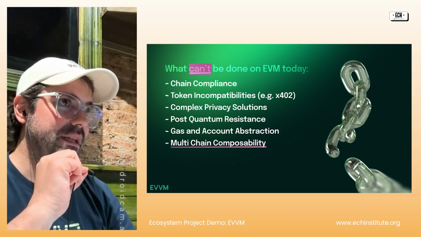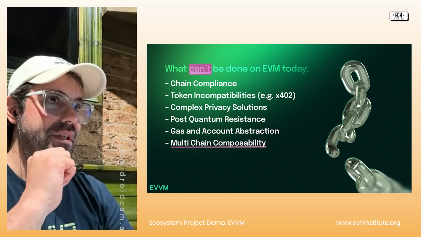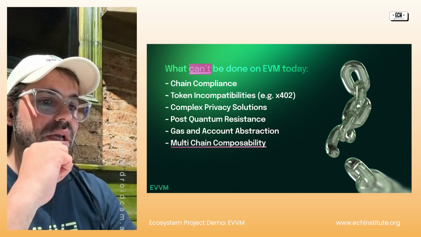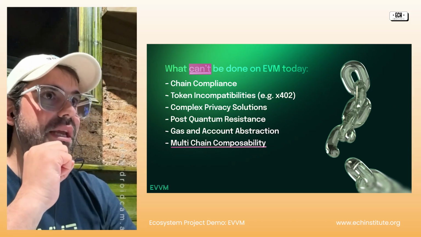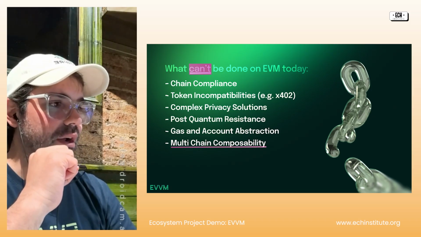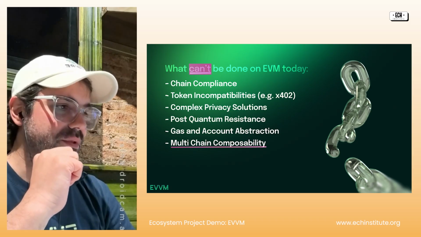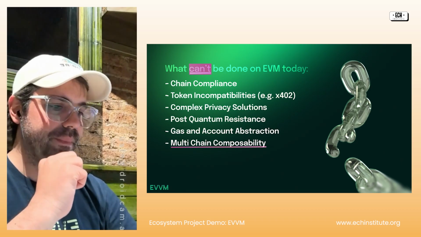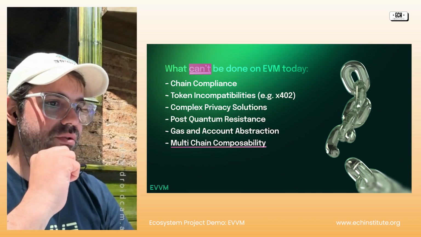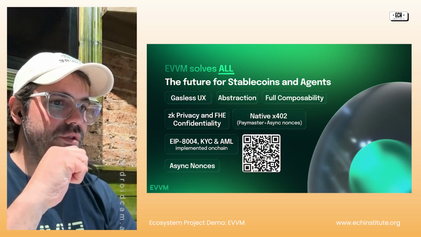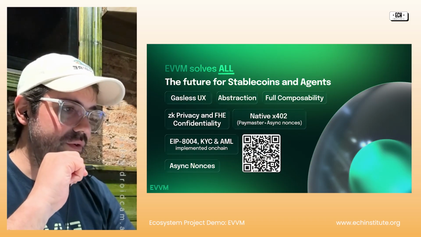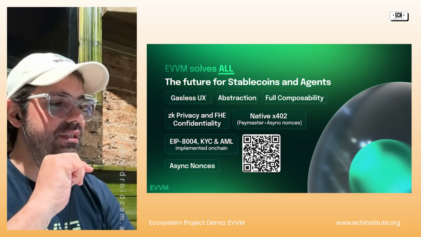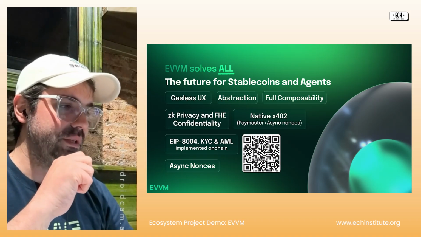Post-quantum resistance, that now is becoming a thing after the ZK concerns. Now we are talking about quantum resistance on the signatures. Gas and account abstraction is also a thing that continues without a global solution. And multi-chain composability is an everyday problem that we are facing. Why am I listing these points? Because EVVM solves all of them. So EVVM solves all of these problems, and we feel that it is also the future for stablecoins and agents. That is the topic for this 2026.